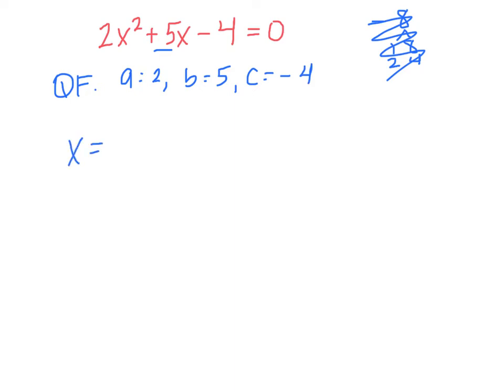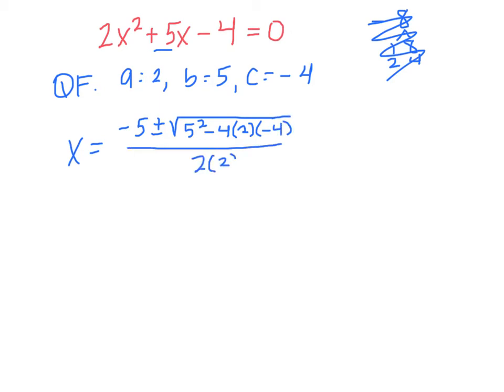Okay, so I don't have the quadratic formula written down here. You should have it written down, or you can rewind in the video to see it. But it's going to be negative b, so negative 5 plus or minus the square root, b squared, so that's going to be 5 squared, minus 4a, which is 2, and c, which is negative 4, all over 2a.